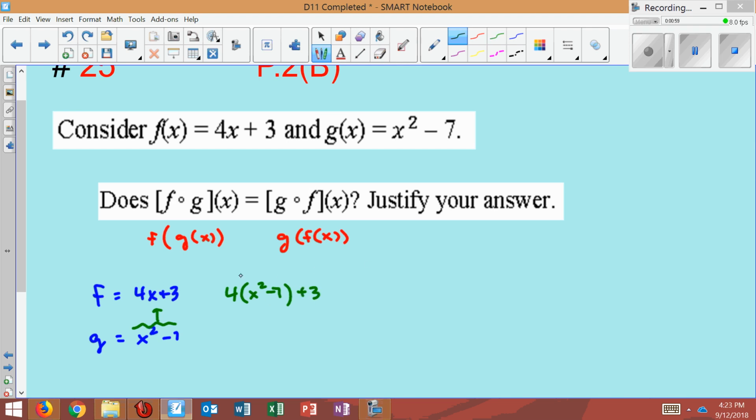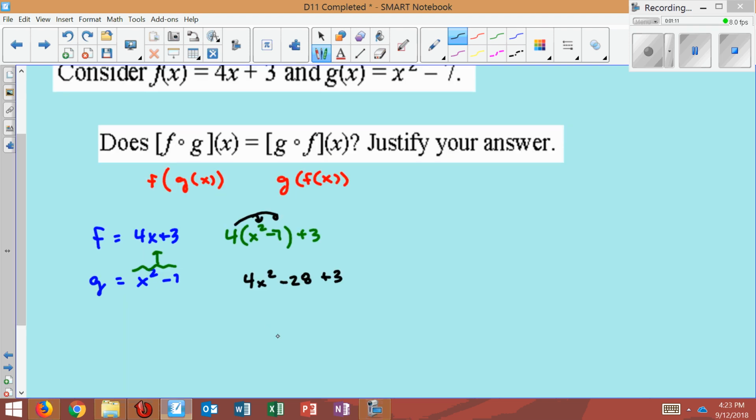And so 4 would distribute here, so you'd have 4x squared minus 28, and then I have the plus 3 remaining. And when I simplify, I find out that f of g will equal 4x squared minus 25. So there's one answer.